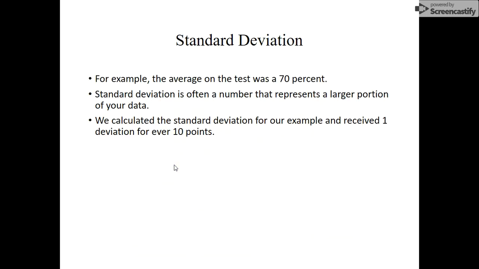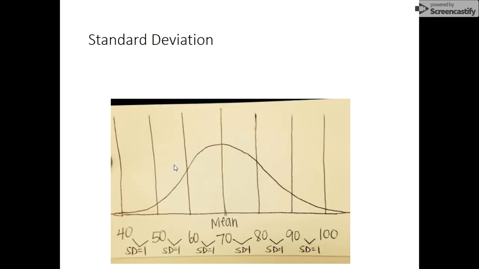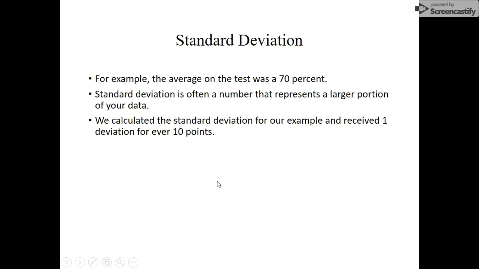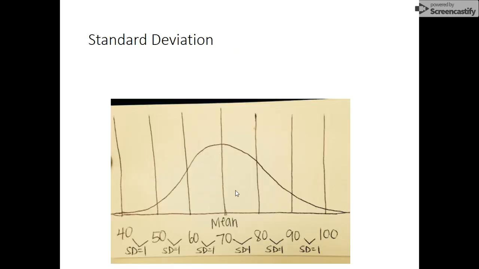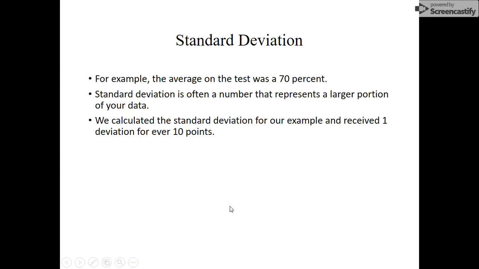So, for example, the average on a test was 70%. Okay, so if we add this as our average, most of the scores fell within the normal bell curve. Okay. Standard deviation is often a number that represents a larger portion of your data. We calculated the standard deviation for our example and received 1 standard deviation point. So the standard deviation would be a group of numbers that were from 70 to 80, and it would be from 80 to 90, and then it would be from 90 to 100. So there's 3 standard deviations from the mean.